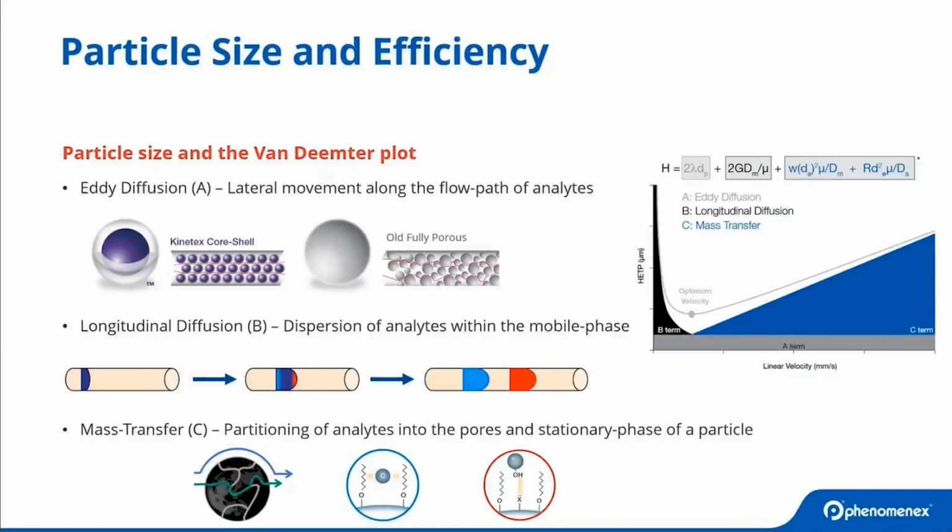The next contribution that can affect the sharpness of your peaks is longitudinal diffusion. Longitudinal diffusion is a reference to the dispersion of analytes within the mobile phase. And this is dependent on flow rate. Specifically, it is indirectly proportional to the flow rate. The faster the flow rate, the less contribution from longitudinal diffusion. Faster flow rate, smaller contribution of longitudinal diffusion.